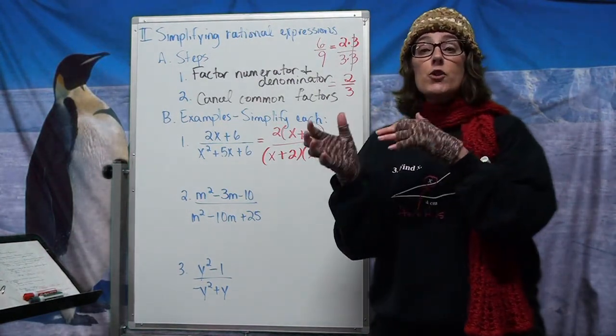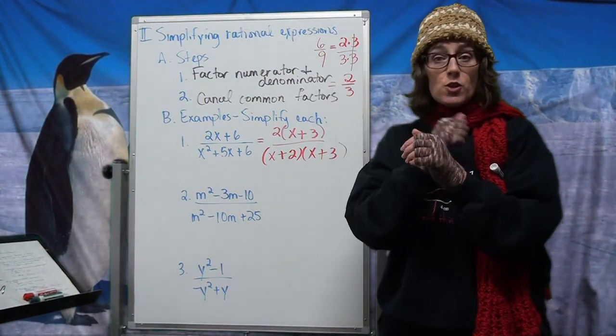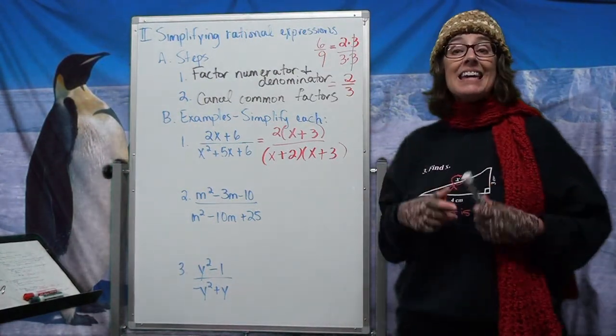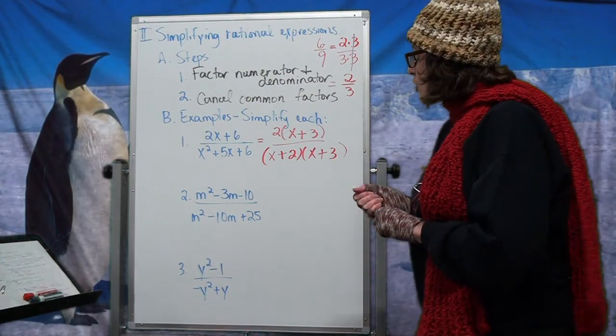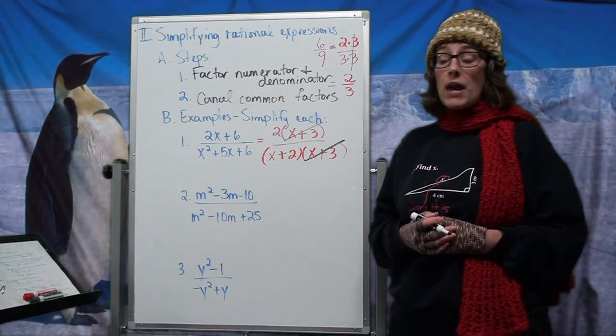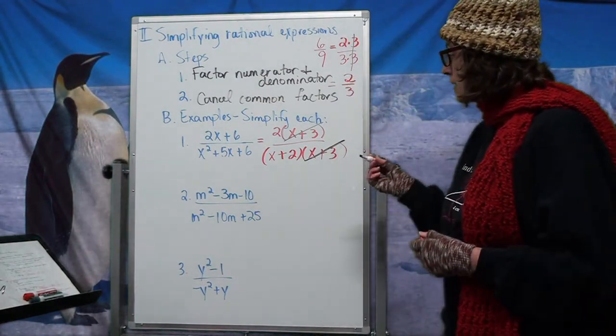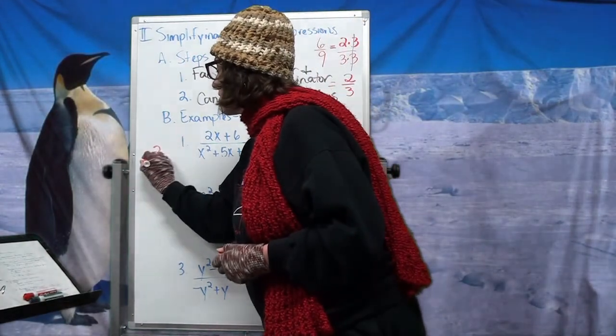So now that I've factored, I've got things that are being multiplied on the numerator, things that are being multiplied on the denominator, I can cancel out the common factors. So I've got an x plus 3 on the numerator and x plus 3 on the denominator. They will cancel out, and I am just left with a 2 over x plus 2, which I'll write over here because I'm running out of room.